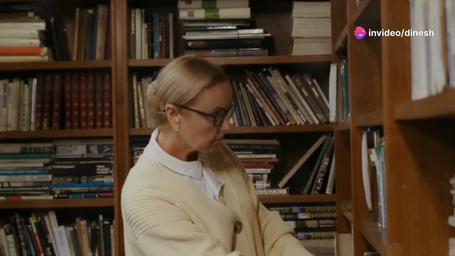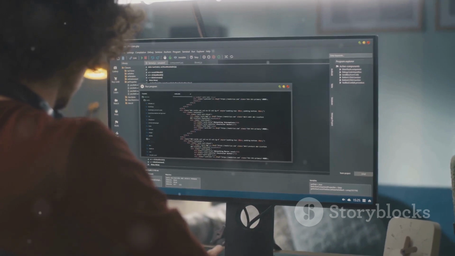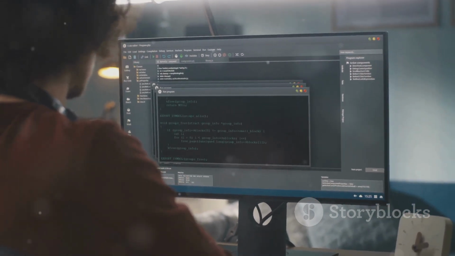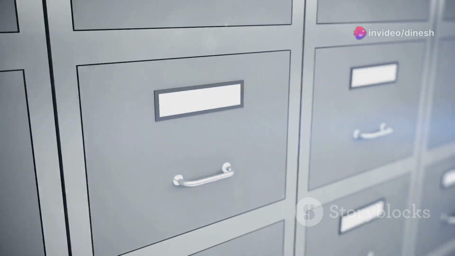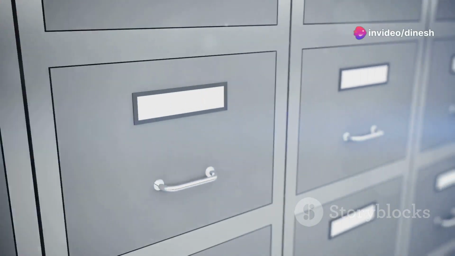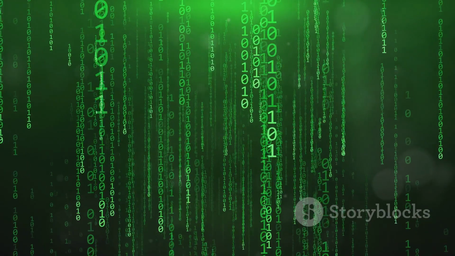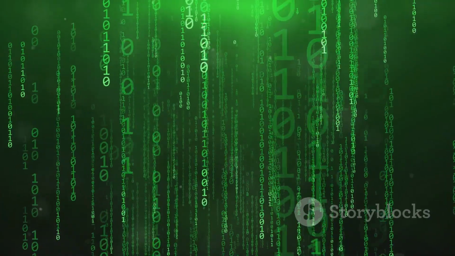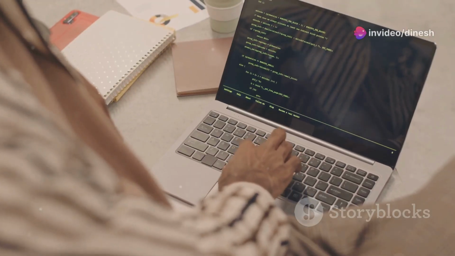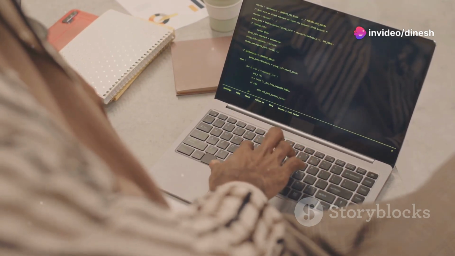It would be a daunting and time-consuming task. Similarly, without data structures, computers would struggle to handle the vast amounts of data they process daily. Data structures provide the framework for organizing data, making it easy to locate, update, and retrieve information quickly. The choice of data structure directly impacts the performance of algorithms. Algorithms are step-by-step procedures for solving problems, and they rely heavily on how data is structured.